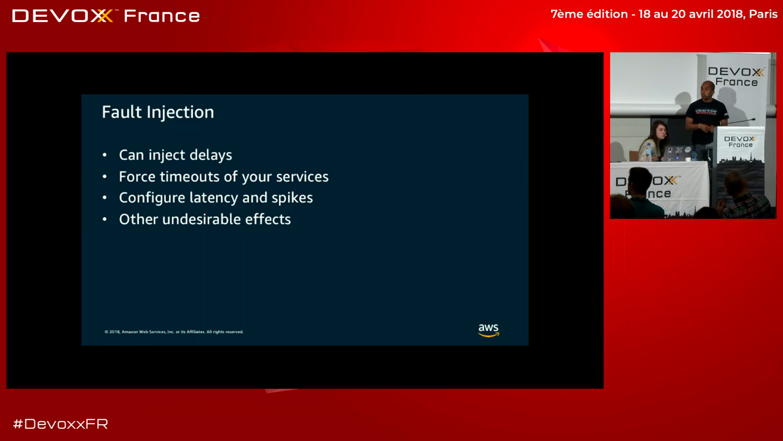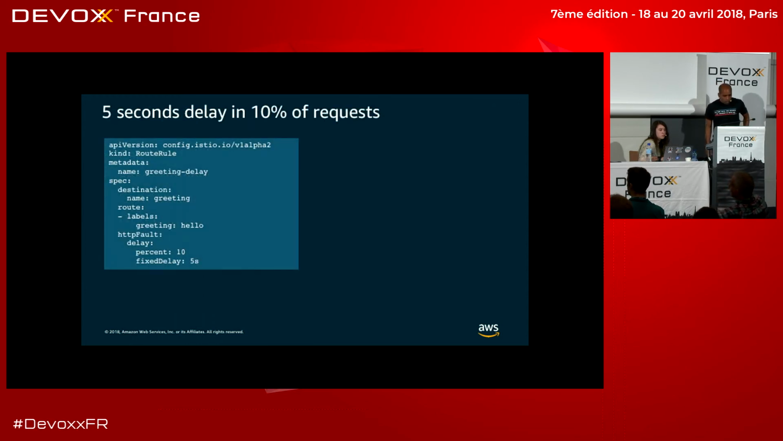You can configure latency. You can configure spikes of a service. You can have other undesirable effects. So let me show you a couple of examples of how those route rules can be configured to induce these kinds of effects as part of your application. This particular one, we're introducing a 5-second delay in about 10% of the requests. All I'm doing is creating a route rule, and I'm saying the destination, and in the route I'm saying label greeting::hello. So only for the hello service, not the howdy, but I'm saying introduce an HTTP fault, 10%, and fixed delay 5 seconds, and that's it. That's all it's going to do.